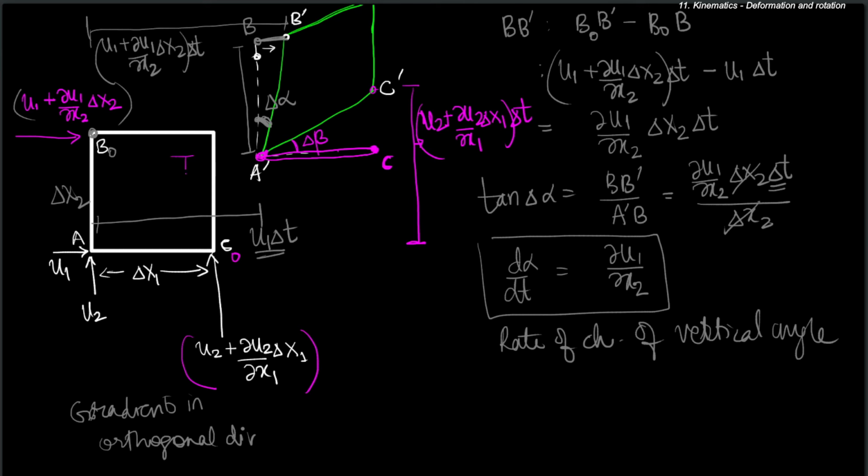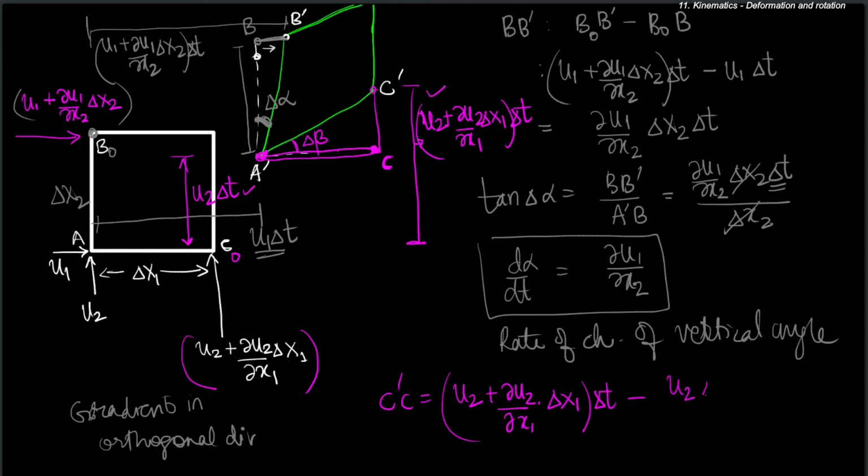A prime, this particular distance will be the distance moved by point A to A prime, and that will be U2 times delta t. So C prime C, this particular distance, is going to be this distance minus this distance. So C prime C is equal to U2 plus del U2 by del x1 times delta x1, this entire term, times delta t minus U2 times delta t. And this U2 delta t cancels out, and we have del U2 del x1 delta x1 delta t.